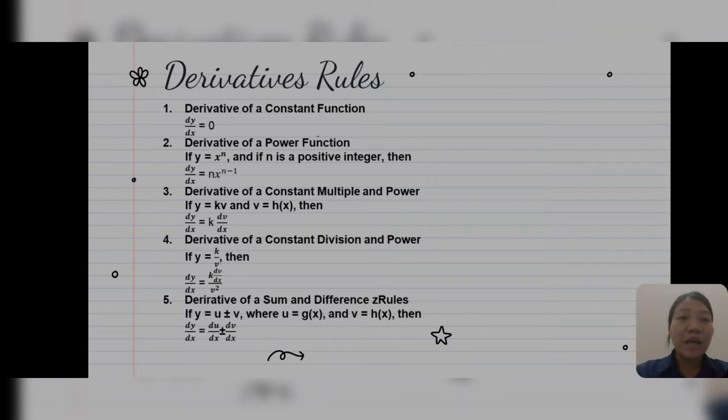The fifth one is the derivative of the sum and difference rules. If y equals u plus or minus v, where u is a function g(x) and v is also a function h(x), then the formula is delta y per delta x equals delta u per delta x plus or minus delta v per delta x.